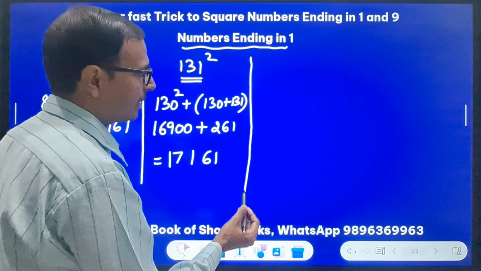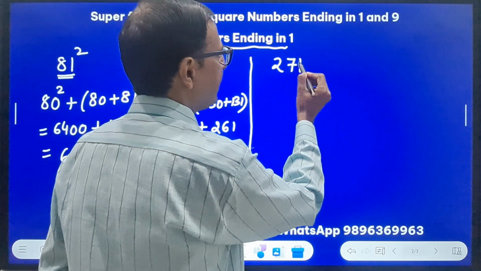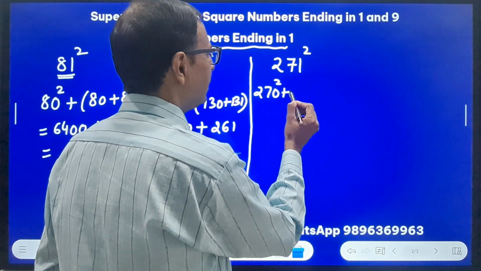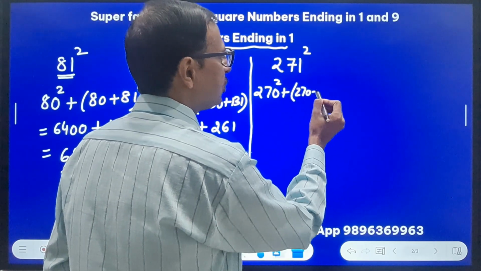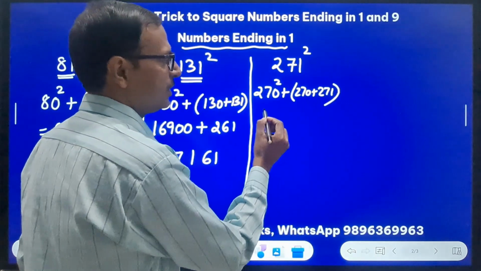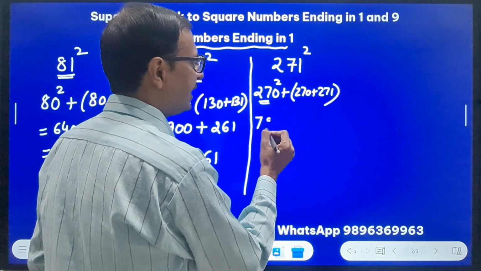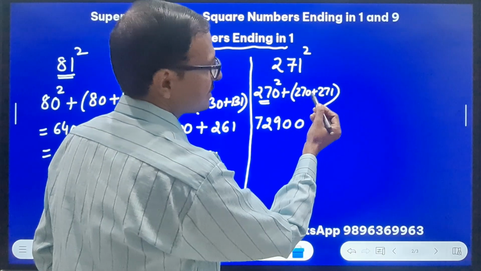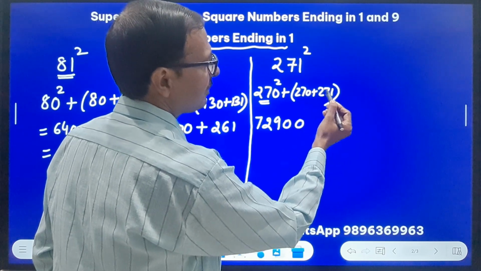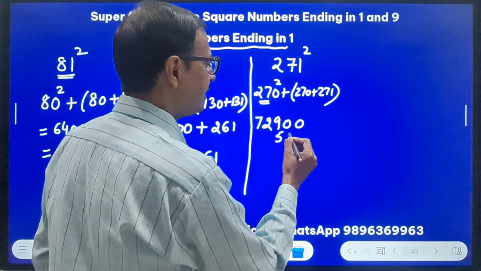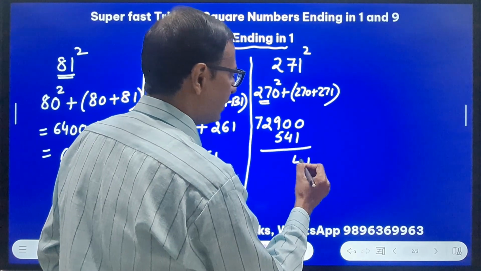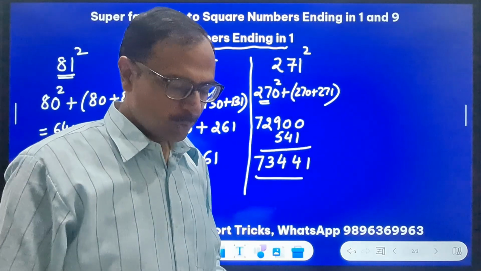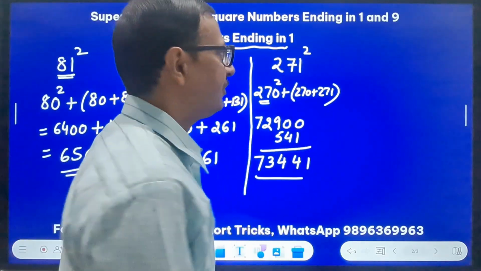We can take big numbers also, like let's take 271 square. So you have to do 270 square and add what? 270 plus 271 to the result. So 27 square I know is 729, followed by 00, and since I have to add this, just add this first. This is 270 plus 270 is 540, so 541. Write it here and then write the result directly. This is 73441, which is the square of 271.